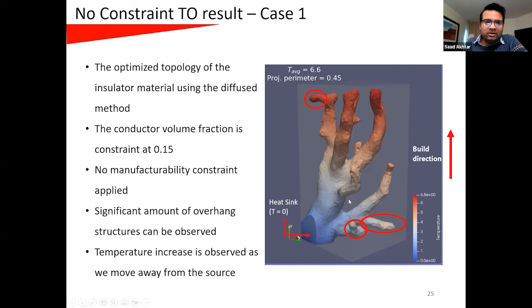However, a significant amount of overhang is observed. Notice that the projected perimeter here is 0.45. So we use this projected perimeter as a base value, and then we scale the target. That's the second approach that I'm talking about. We scale the target overhang or the projected perimeter using this value from the no-constraint case.